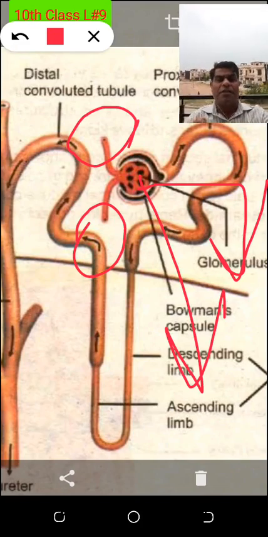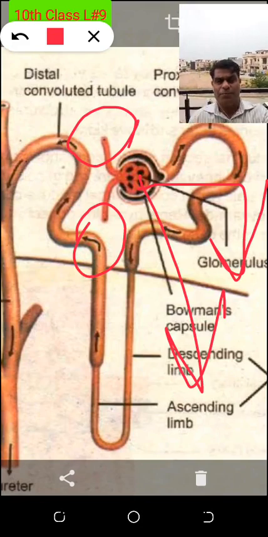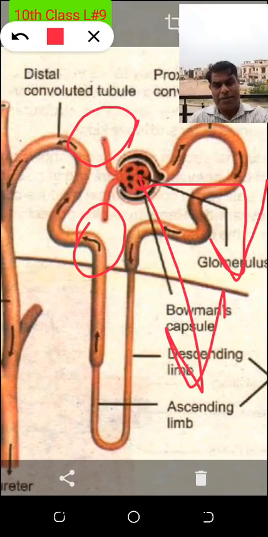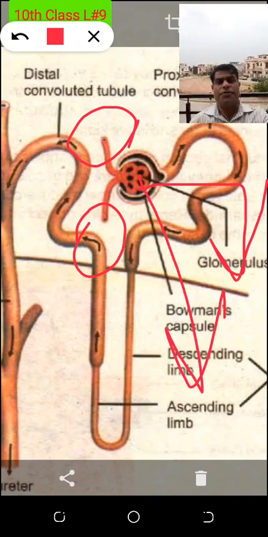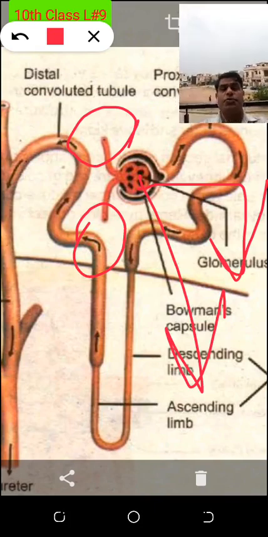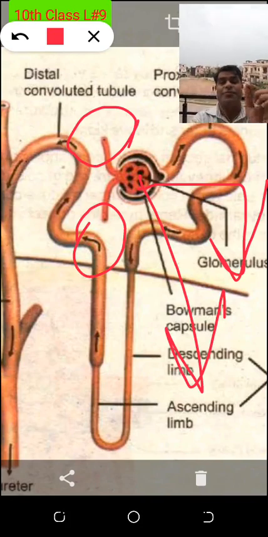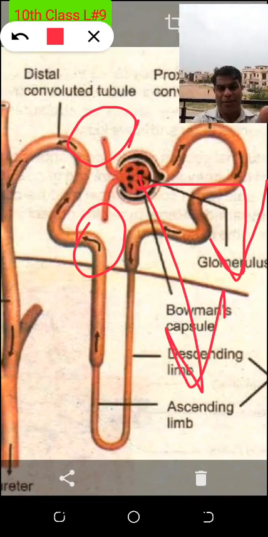This arteriole consists of blood. Now look here, it is very simple. The arteriole carries blood, and the blood contains urine, clear? The blood contains waste products, and the chief nitrogenous waste product inside the blood is urea, which forms the urine.